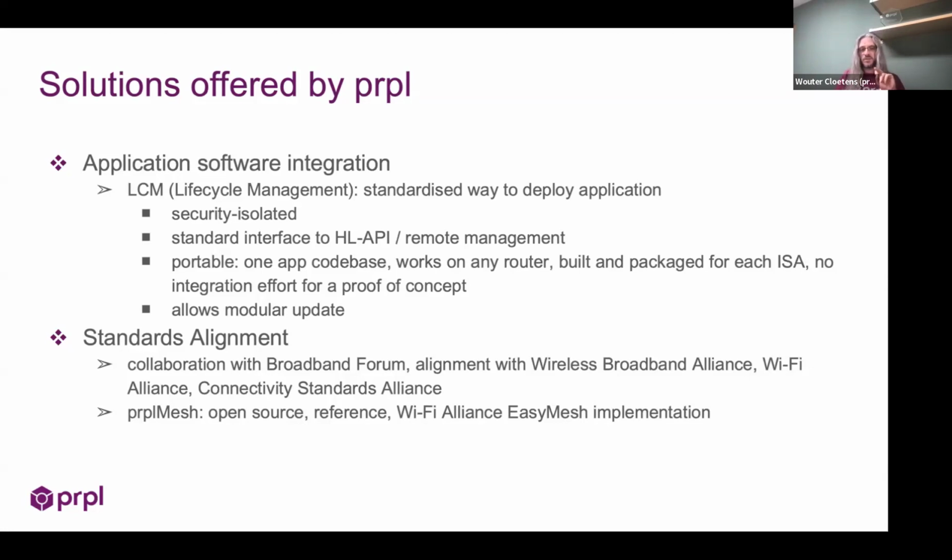Then standards alignment. This is also critical. So we have, as you noticed, a good collaboration with the Broadband Forum, but we also align with the Wireless Broadband Alliance, the Wi-Fi Alliance, and the Connectivity Standards Alliance, that's the CSA that maintains the Matter IoT specification. And for wireless specifically, what we have is the prpl Mesh working group and piece of software, which is probably the largest project we've ever done in the prpl Foundation. It's an open source reference implementation of the Wi-Fi Alliance EasyMesh protocol.